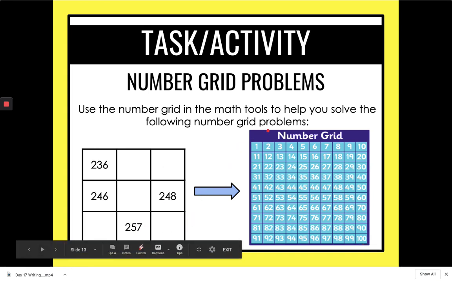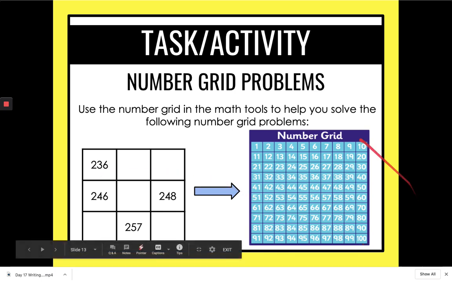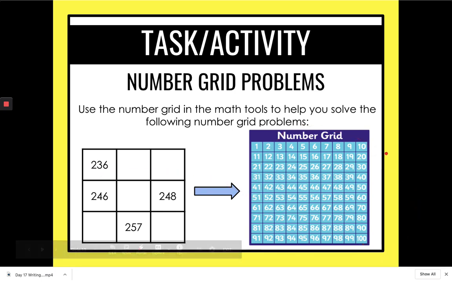All right, so now let's try this with one that's a little bit harder this time. These numbers, if you notice, are not on your number grid like the one before. We don't have the number 236 on here. So I want you to think in your head right now, what could we use on this number grid to help us? Well, if you said we could use the place where it says 36 because we're at 236, then you are right.